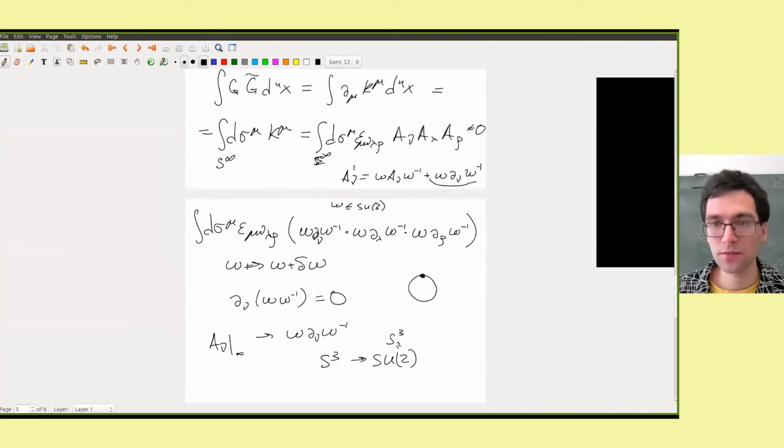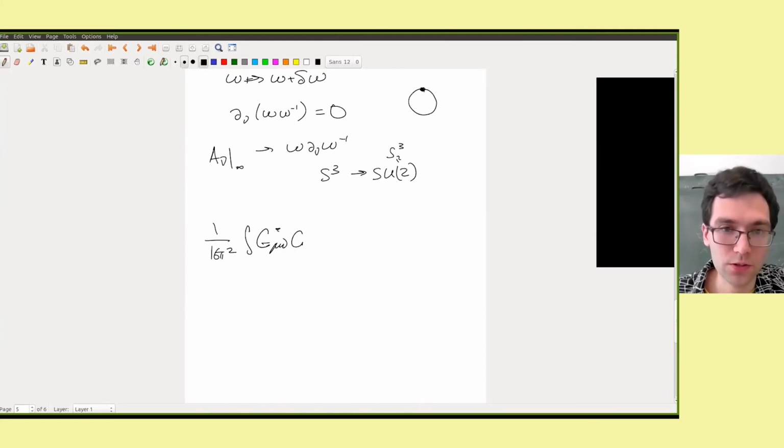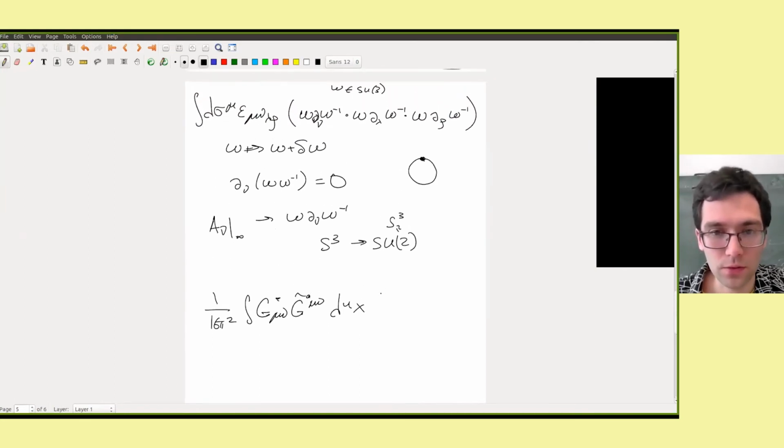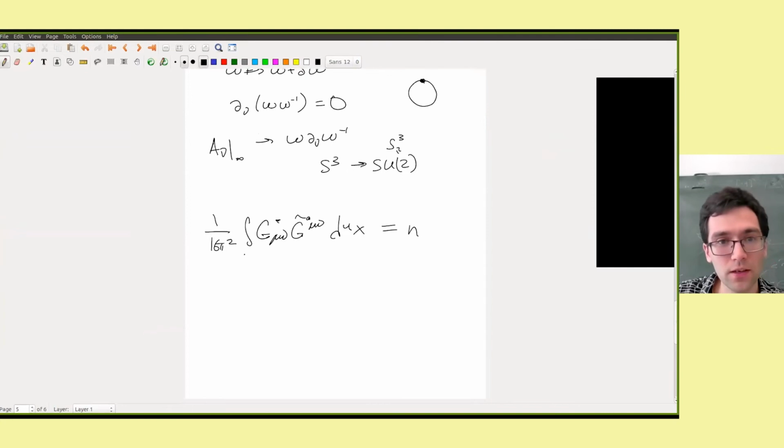The exact form which will give us an integer is 1/(16π²) times the integral of G_μν^a G̃^{μν a} d^4x, and this equals some number n. So we now see that at the quantum level, this total derivative is significant. The axion actually loses its shift invariance because of these surface terms.